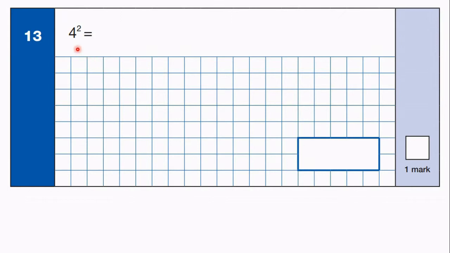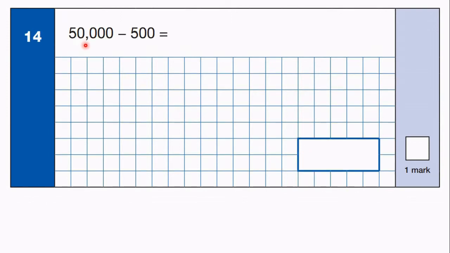Question 13. 4 squared. We need to remember that the little 2 means multiply the number by itself. So what they're really asking us here is 4 times 4, which is 16. Question 14. 50,000 minus 500.